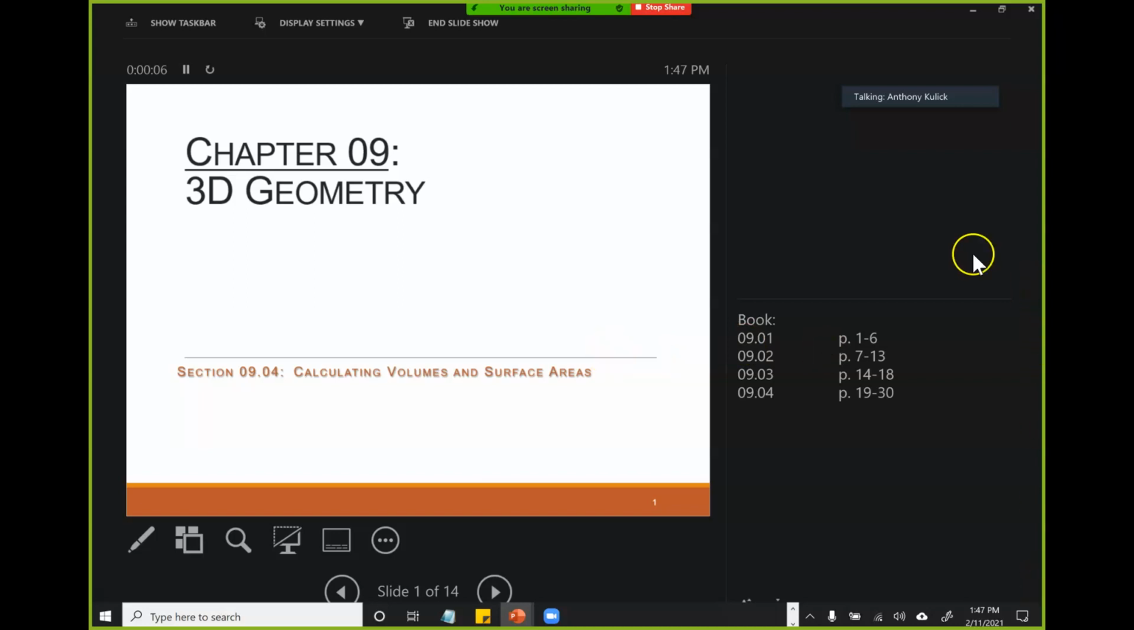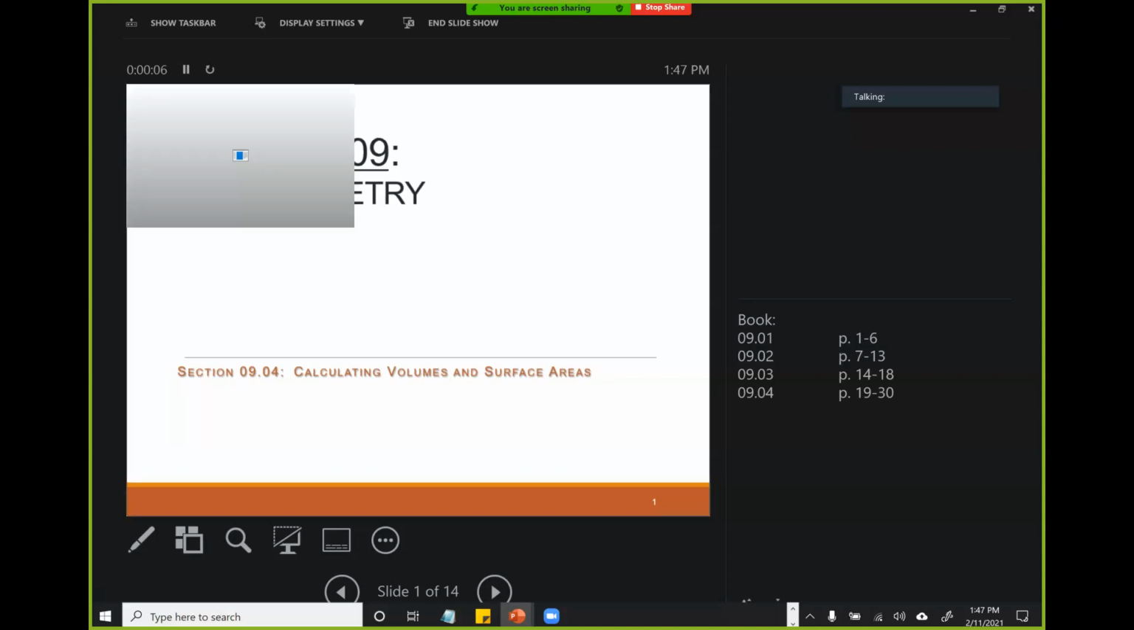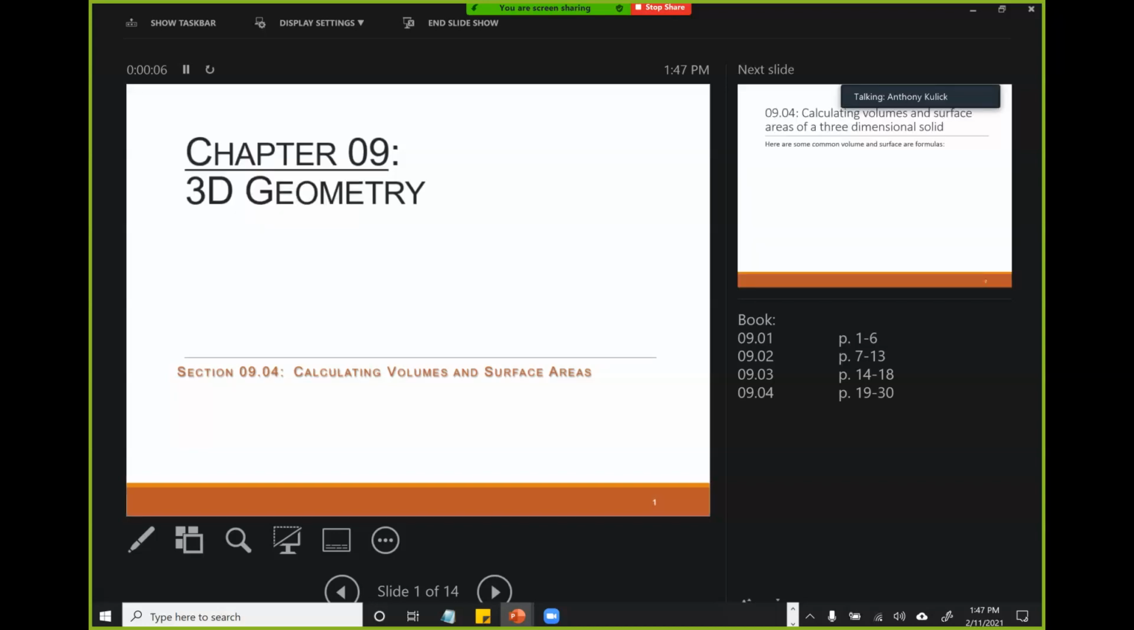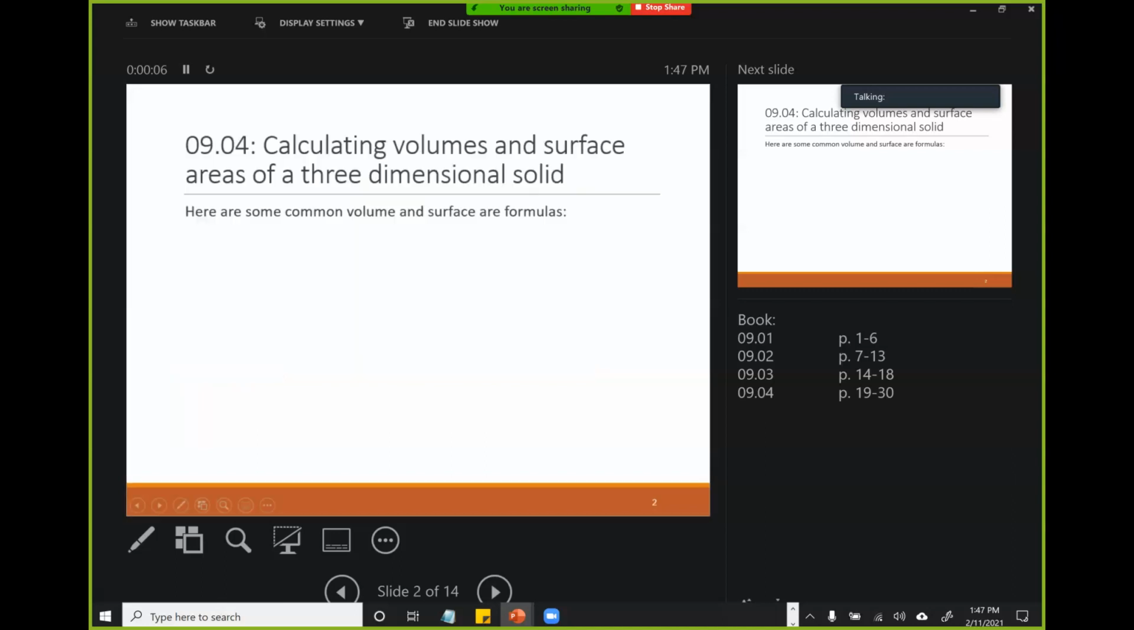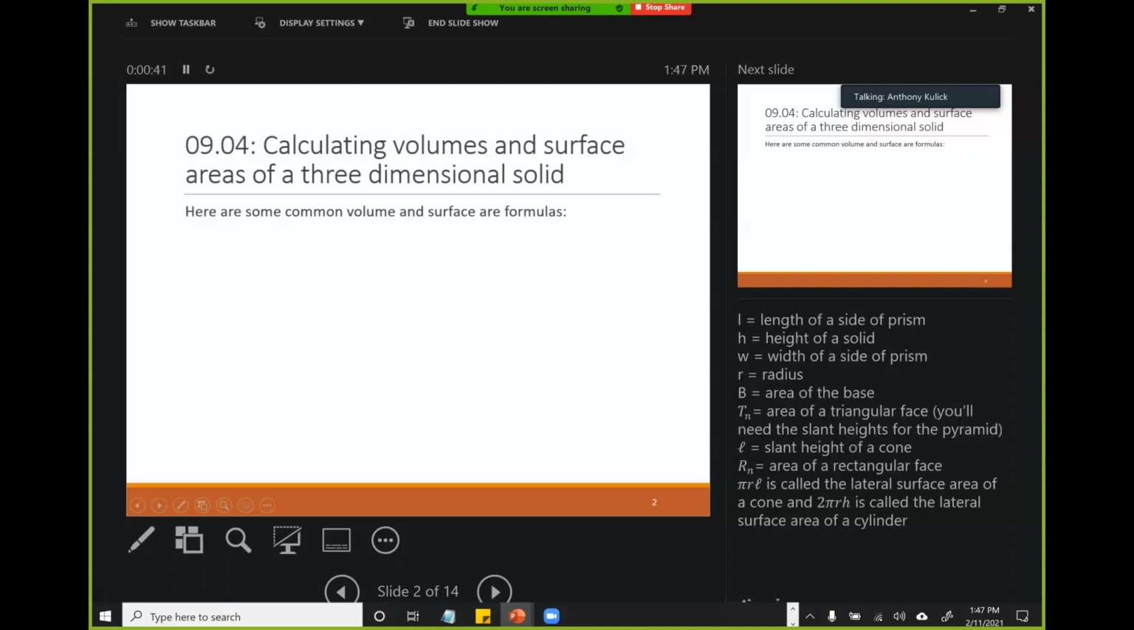All right, the last section is volumes and surface areas. Anytime you want to go here, computer. You gonna do something? It's thinking. Yeah, I broke it in good. All right, some common volume and surface area formulas are.